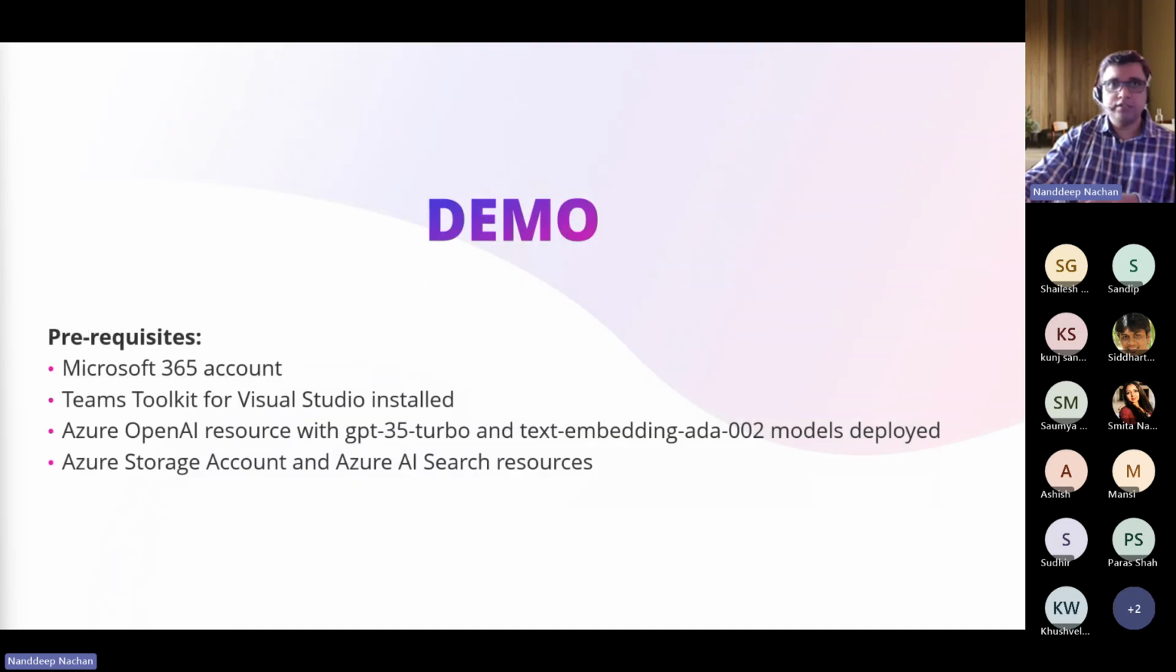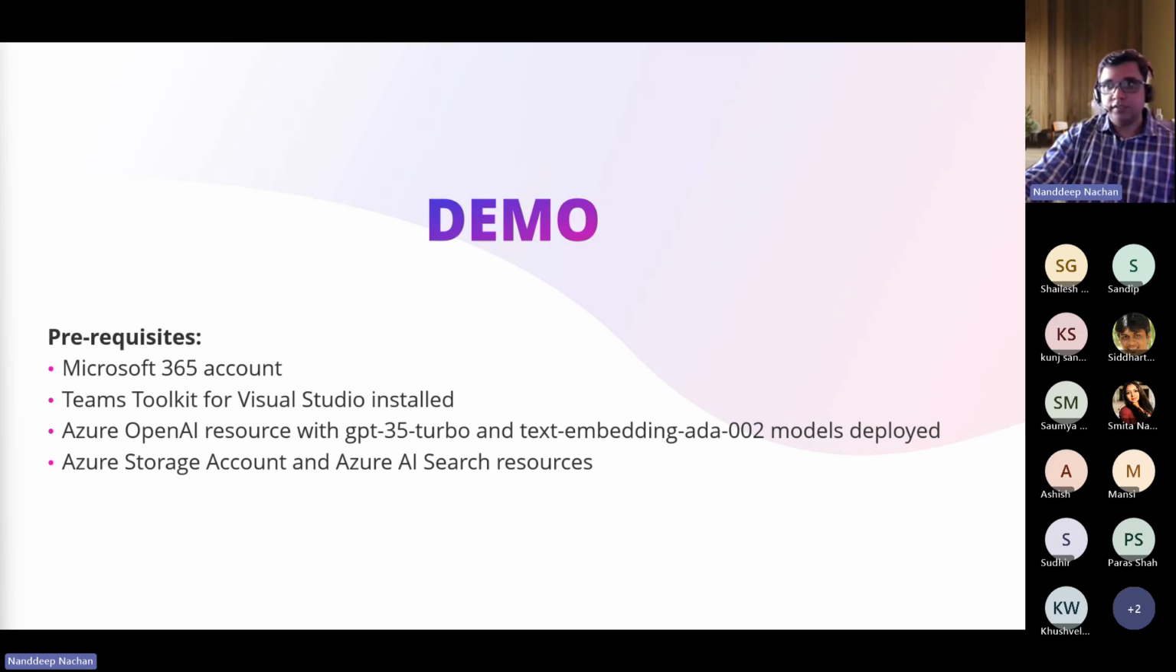All right, now let's get into the demo. We have talked a lot, but let us see how this works. We will be sharing the code and everything with you, but there are a few prerequisites that you need to meet to run this demo. First, you need a Microsoft 365 account. Second, you should have Visual Studio installed, Visual Studio 2022, which is the latest version. And then we need to have the Teams Toolkit installed as a plugin or extension in Visual Studio.